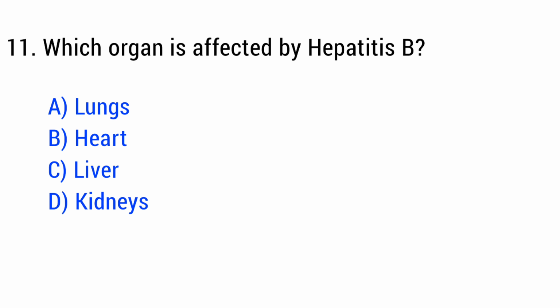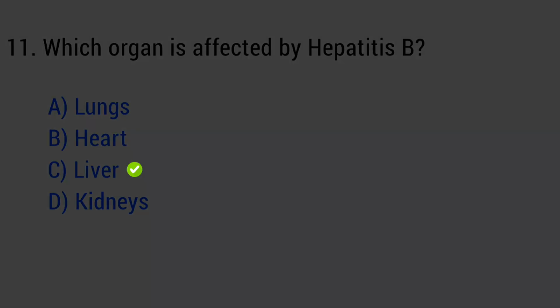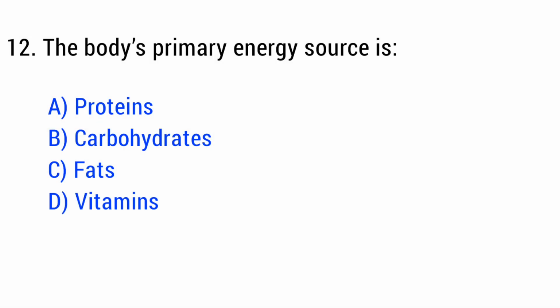Question number 11. Which organ is affected by hepatitis B? The right answer is option C, liver. Question number 12. The body's primary energy source is. The right answer is option B, carbohydrates.